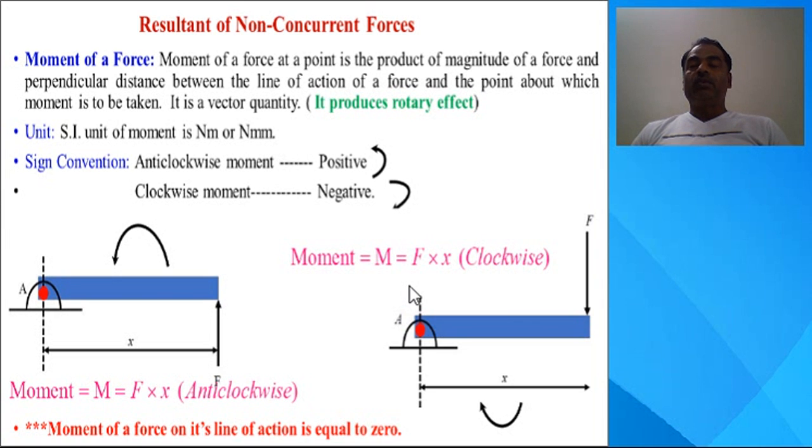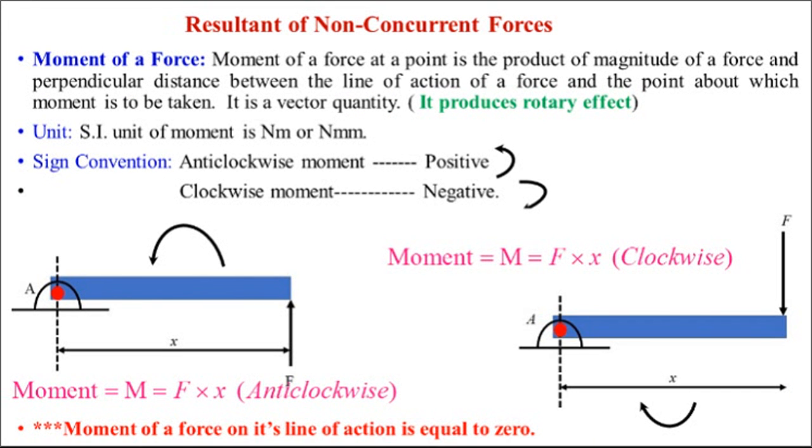Concurrent forces are passing through one point. They are meeting at one point. Non-concurrent forces are not passing through one point. They are acting at different points. That is called the non-concurrent force system or non-concurrent forces. In non-concurrent forces, one thing is more important, that is the moment of a force.